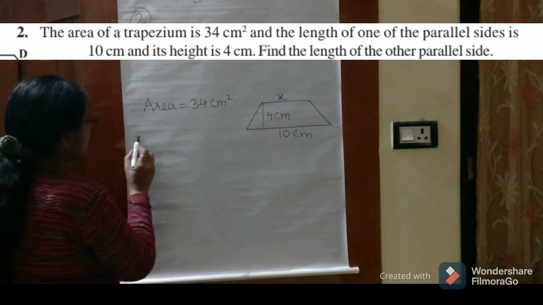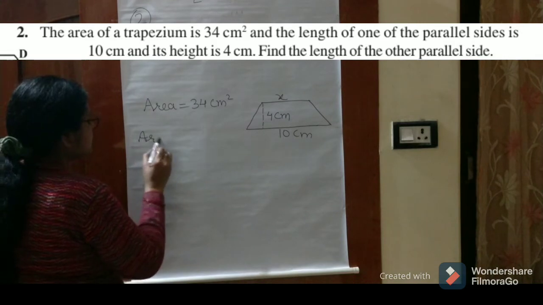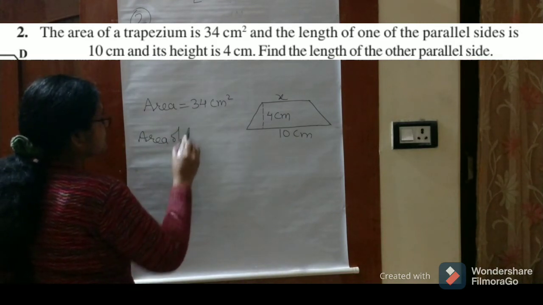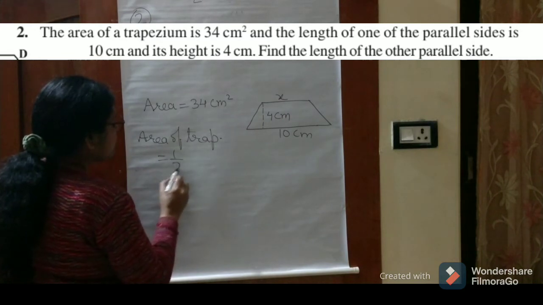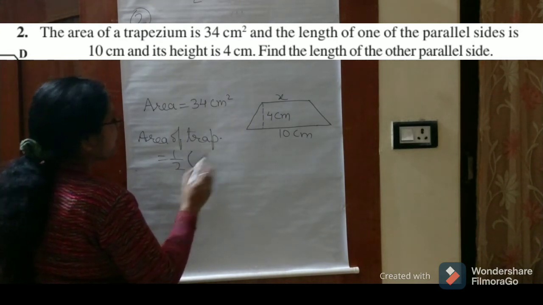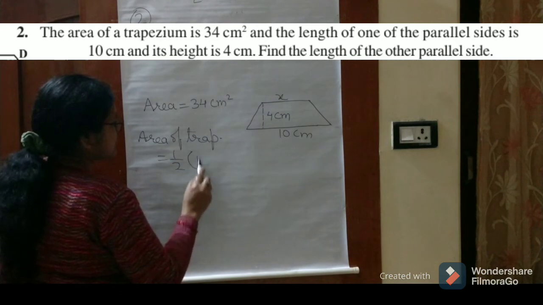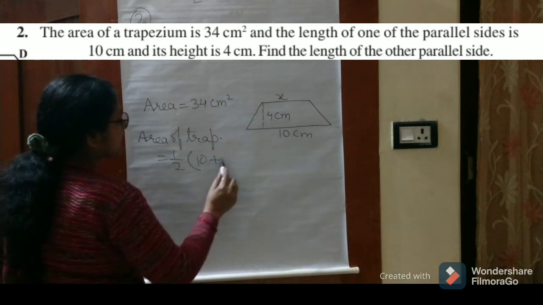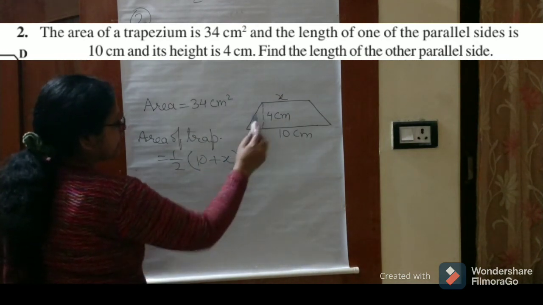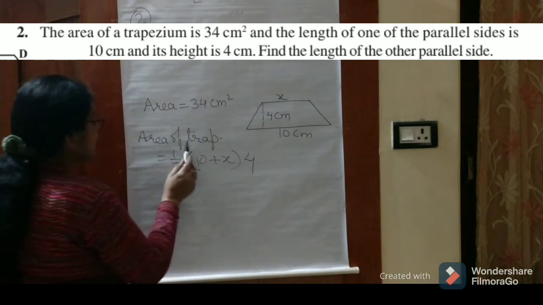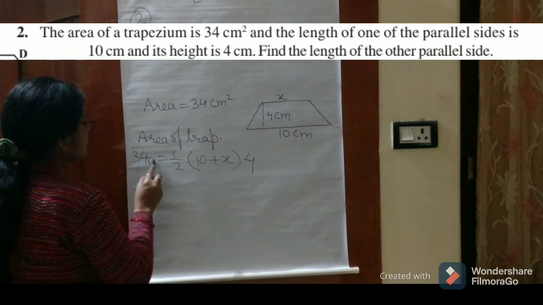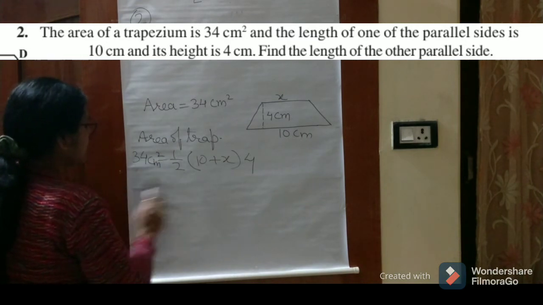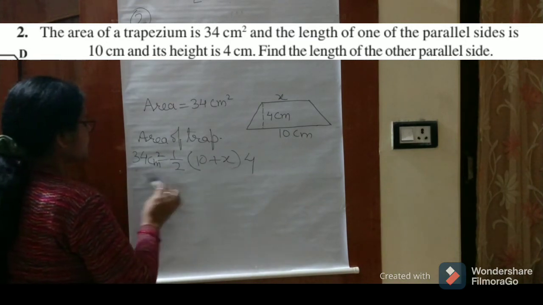Now the formula of area of trapezium is one by 2 into sum of parallel sides. So one is given 10 centimeter, another I have considered as x, and then height. Height is 4, and area was given 34 centimeter square, so it will be written here. Now the equation is to be solved.